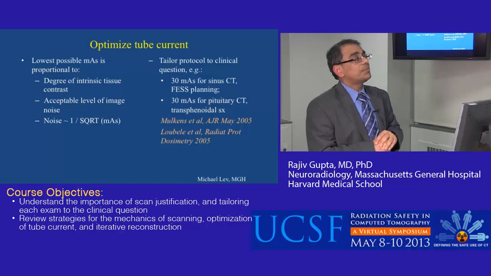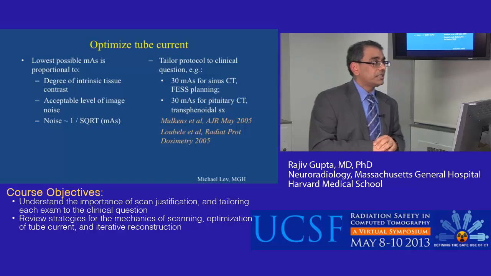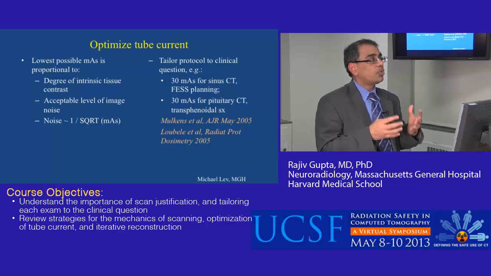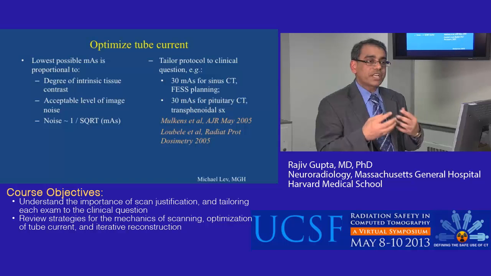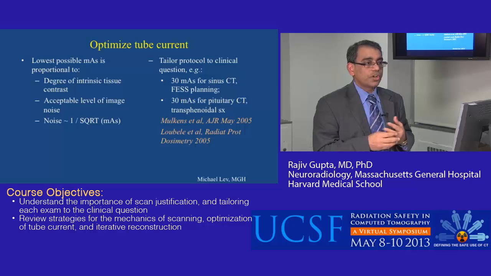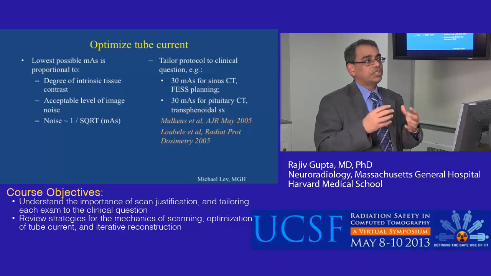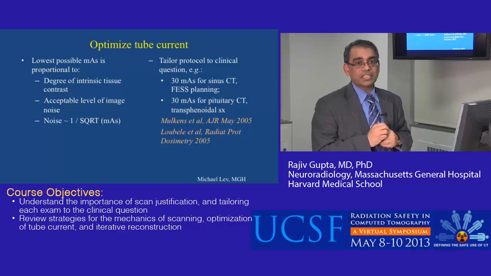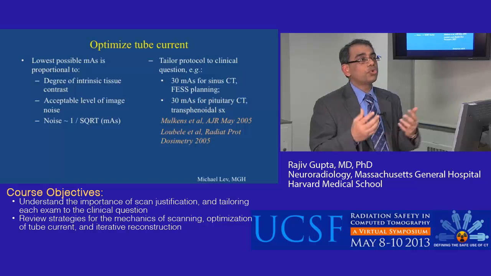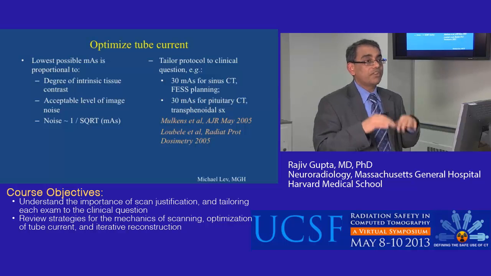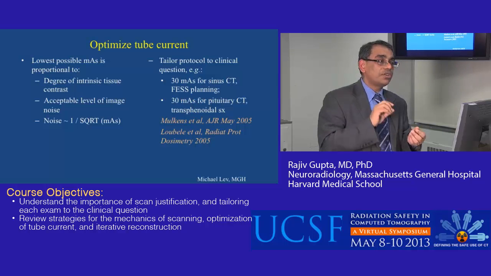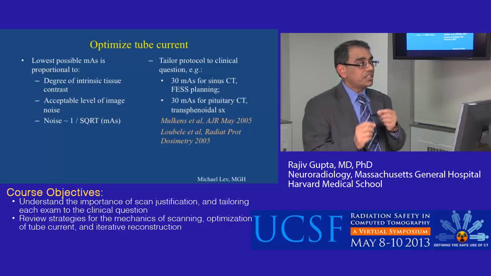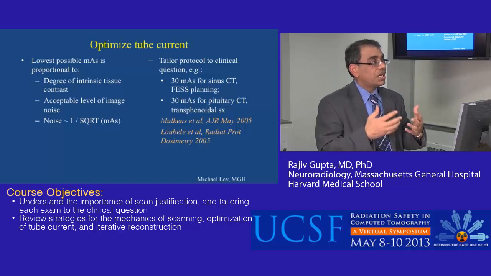So, the lowest possible tube current, measured in milliamperes times second, is proportional to the degree of intrinsic contrast that is there in the tissue. So, if you are looking at a tissue that has high intrinsic contrast, very low mA is actually possible. If you want to do a bone scan, you can get away with a very, very low mA value, while if you are trying to look at gray white differentiation within the brain to figure out if there is a stroke or not, you need higher current.